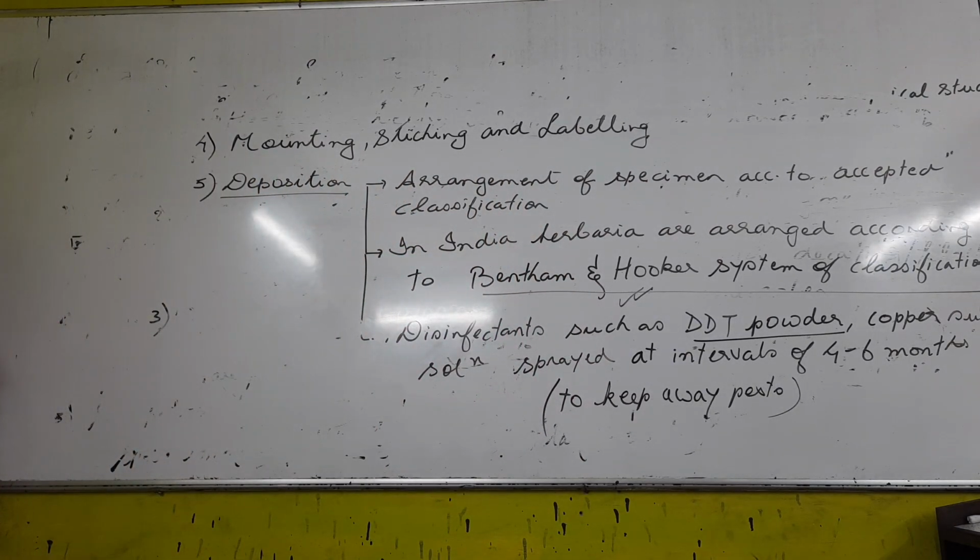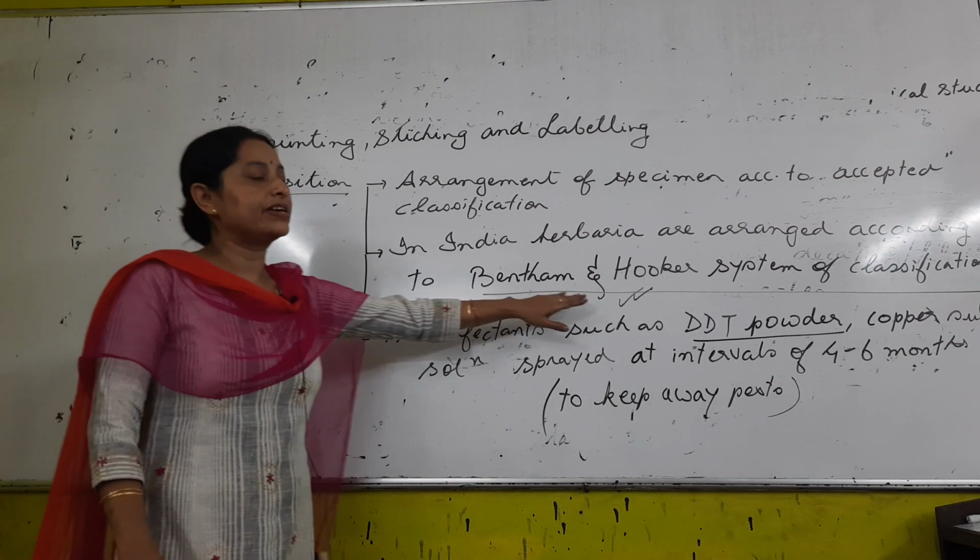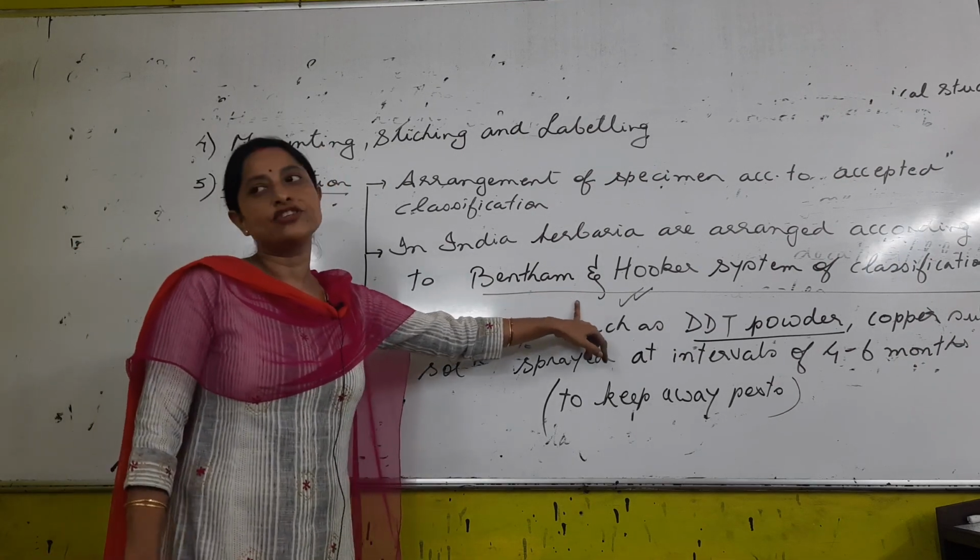So, when we talk about making a herbarium, we have to follow certain steps. The steps you have to remember in the form of a sequence. First, collection, next drying, next poisoning, next gluing or mounting or stitching, and finally deposition. Deposition means storage also. You have to store it in a proper house. Before storing, you have to write the classification also.